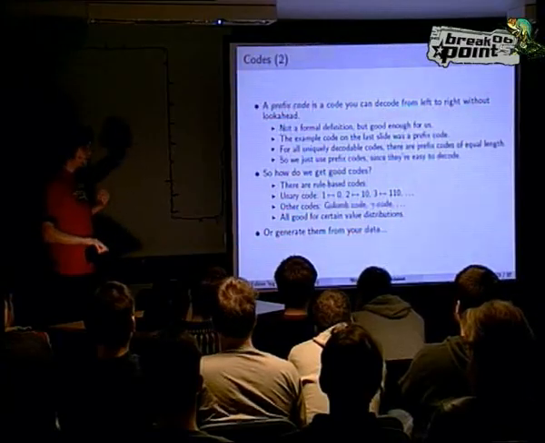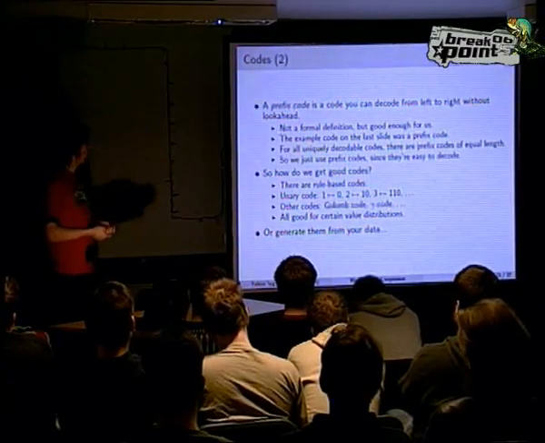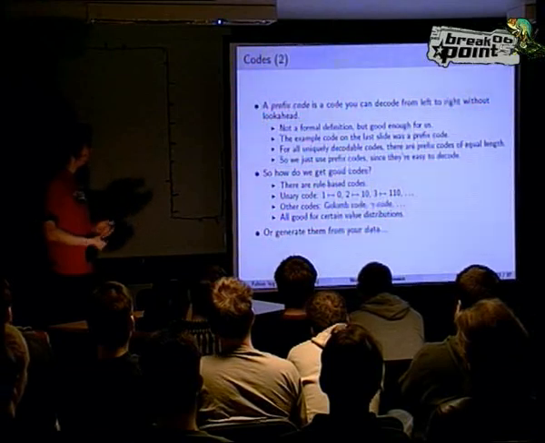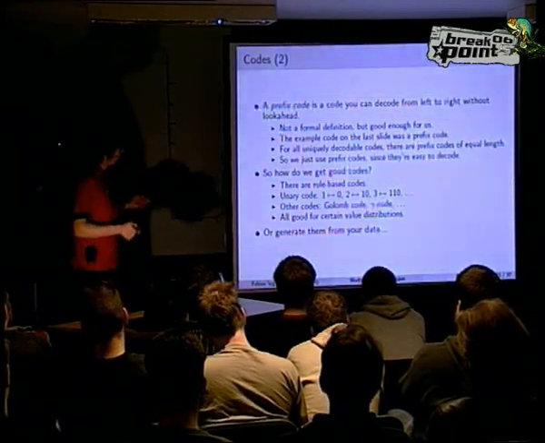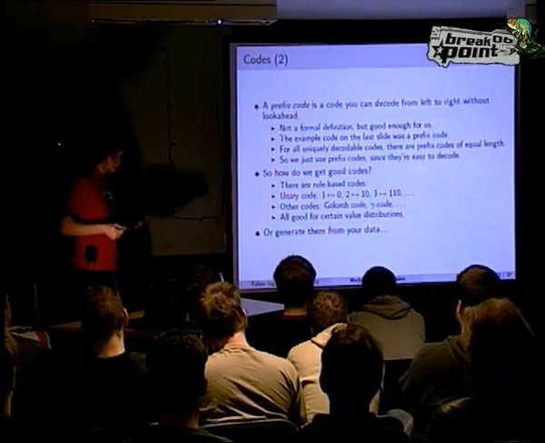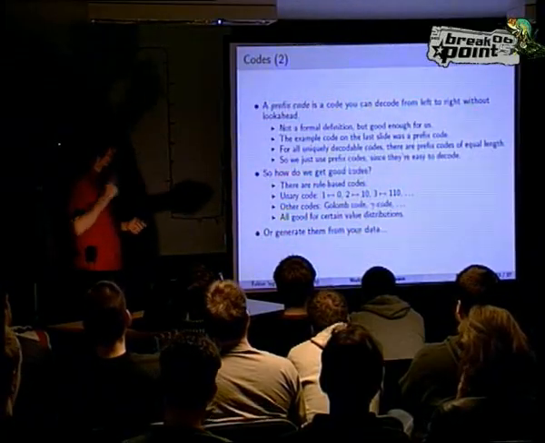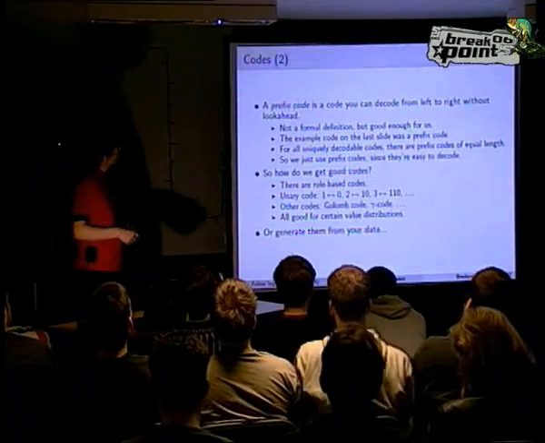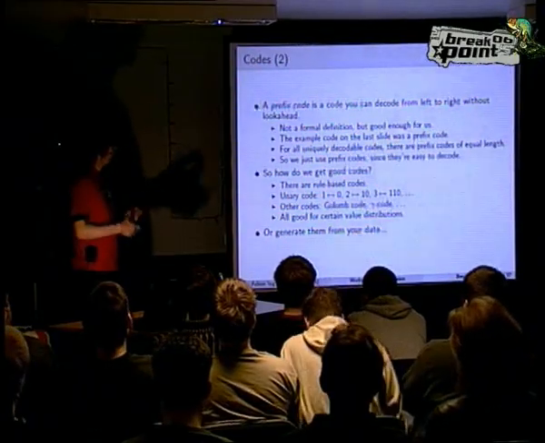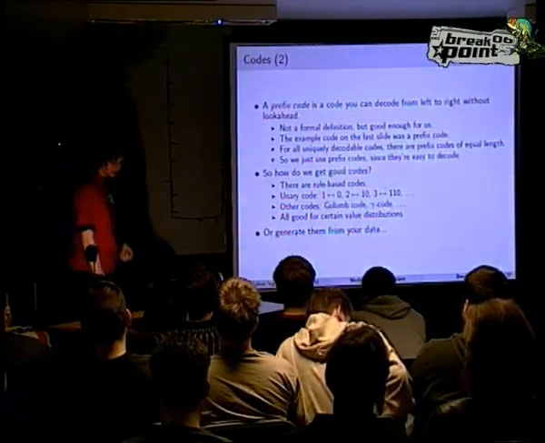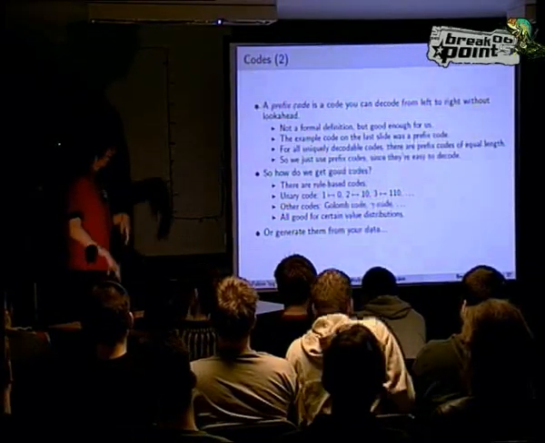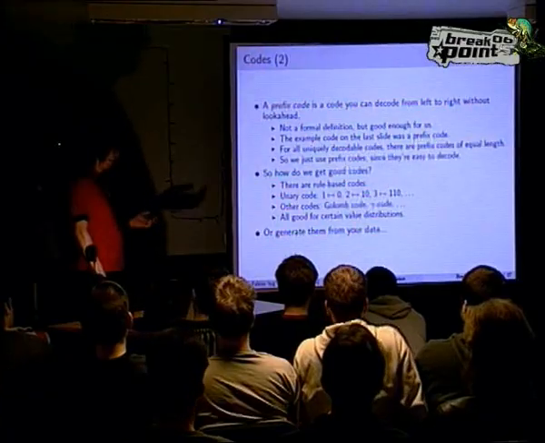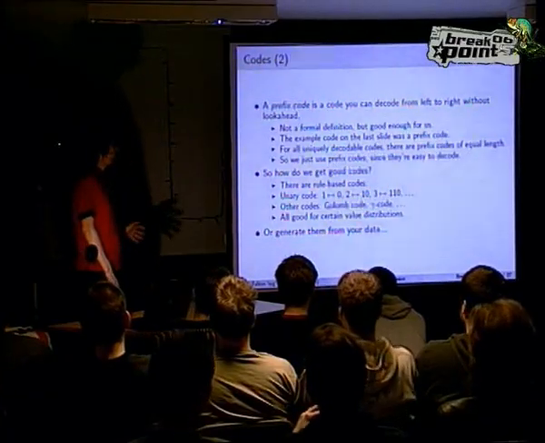There are, for example, rule-based codes for certain types of value distributions, like the unary code, which maps 1 to 0, 2 to 1, 0, 3 to 1, 1, 0, and so on. It always just gets another 1 inserted at the front. It's always a string as long as the number you're trying to code, terminated with a 0. So, very simple. And there are fancier codes, again, for specific value distributions.